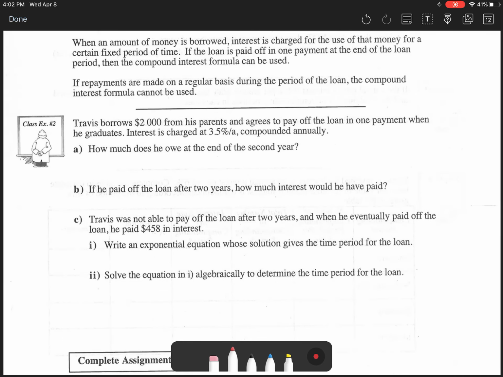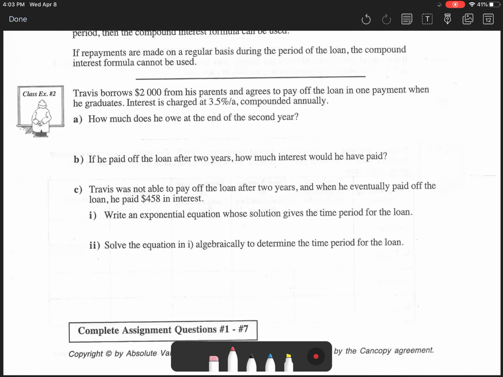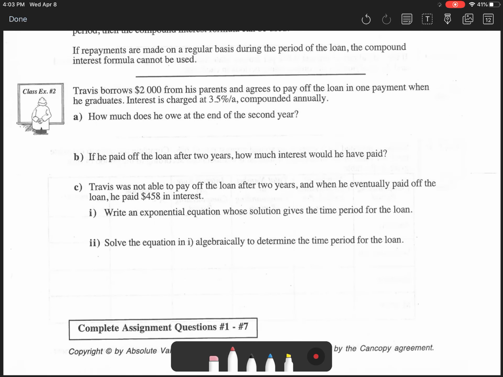Okay. Let's try some questions here and talk about borrowing money and see how we do. When an amount of money is borrowed, interest is charged for the use of that money for a certain fixed period of time. If the loan is paid off in one payment at the end of the loan period, then the compound interest formula can be used.